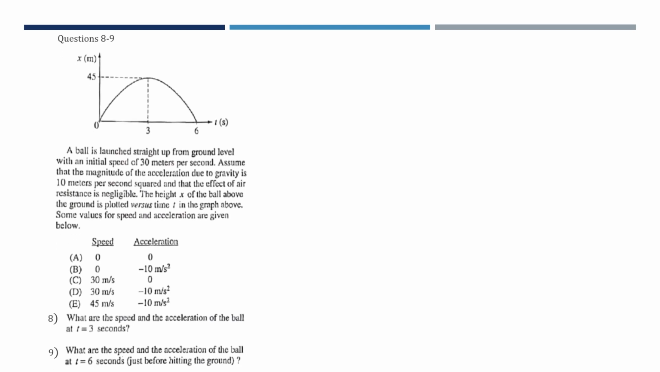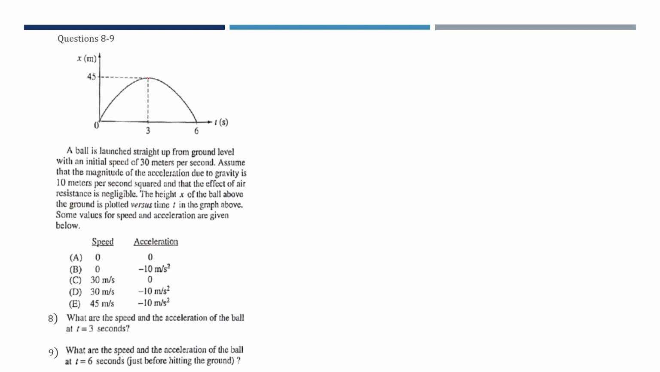Let's move now to question number 8. A ball is launched straight up from the ground level with an initial speed of 30 meters per second. Assume that the magnitude of the acceleration due to gravity is 10 meters per second squared, and the effect of air resistance is negligible. The height x of the ball above the ground is plotted versus time t. We have questions 8 and 9. For question 8, what are the speed and the acceleration of the ball at t equals 3 seconds?